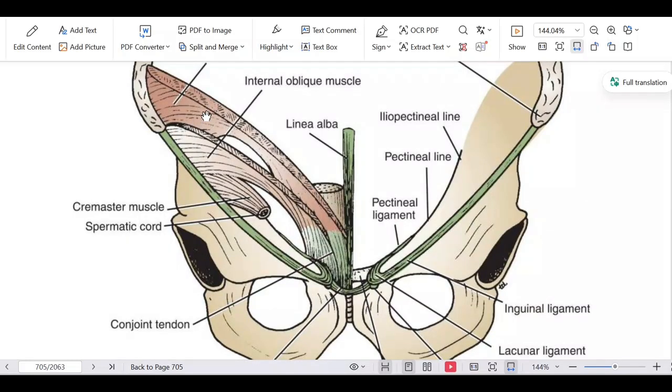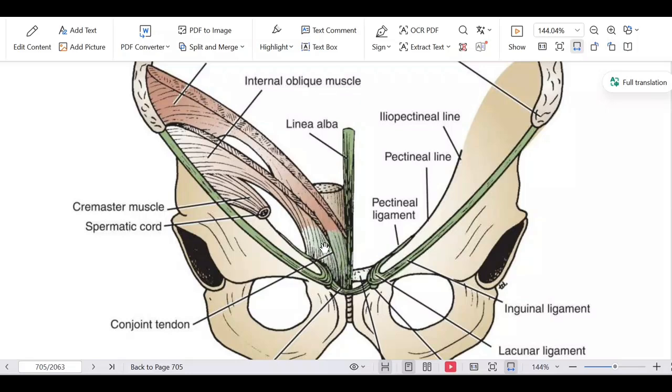Here you can see these are the internal oblique muscle fibers, and they are arching over the spermatic cord. Here the spermatic cord is shown, and the fibers of the internal oblique are arching over the spermatic cord, and then they are descending backward and going to attach on the pubic tubercle and the pectineal line, as you are seeing, and also on some part of the linea alba.